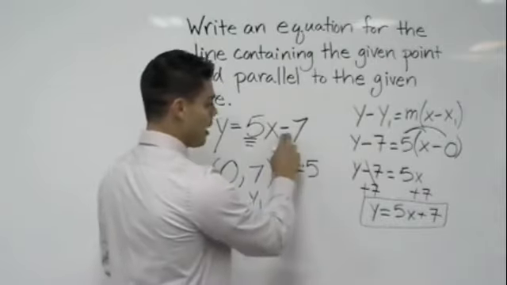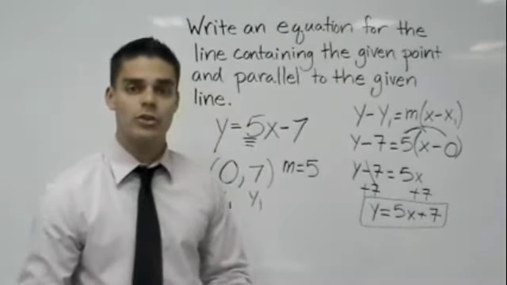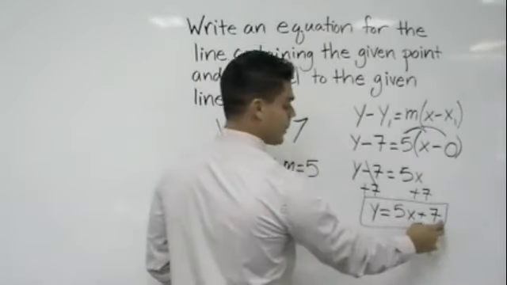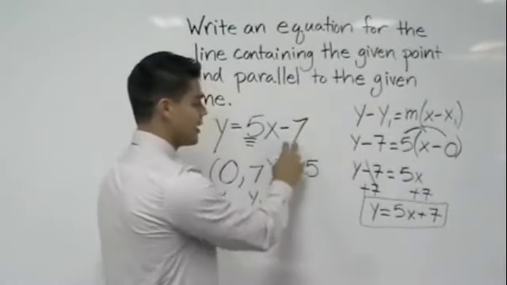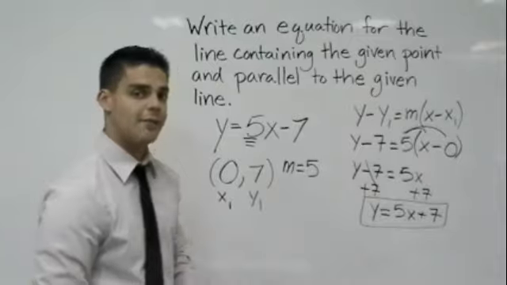Now, if this had been a plus 7 and this one was a plus 7, they would actually be the same equation or the same line. But in this case, they have different y-intercepts. This one starts at 7, this one starts at -7. So they are different lines, and they are parallel because they have the same slope.